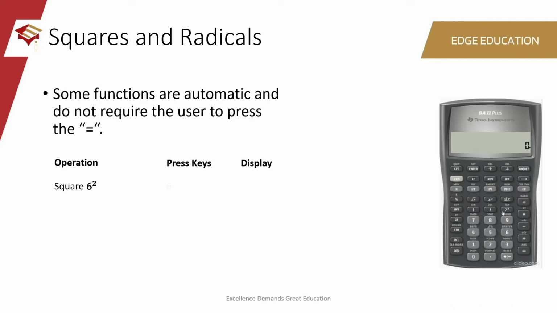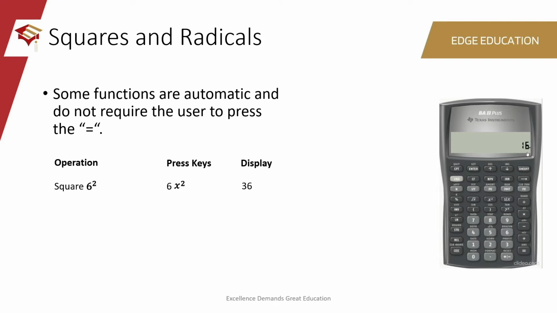Let's take a look. So first, we'll key in 6, and then we'll press the x squared button, and the result will auto-populate to be 36. If you would like to raise a number to a higher power, for example, 2 to the power of 4, we can do this as well. First, we type the 2, then we press the y to the power of x button, and then we press the 4. Here, you would be required to press the equal to sign to get the result of 16.